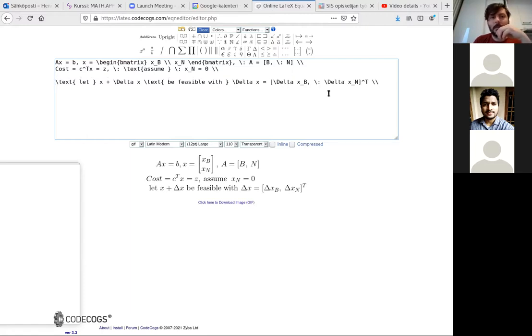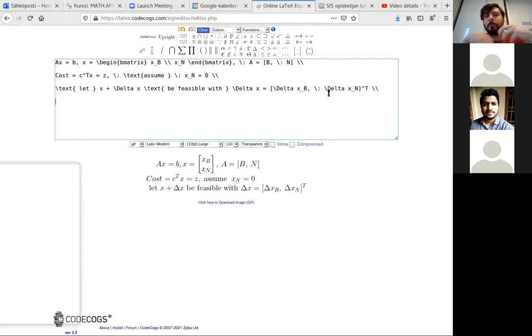So we have this situation where we are moving from x to x plus delta x. Obviously this must be feasible. I mean, sorry, it should be capital delta. So obviously, when we are in this x plus delta x, that must be equal to b.